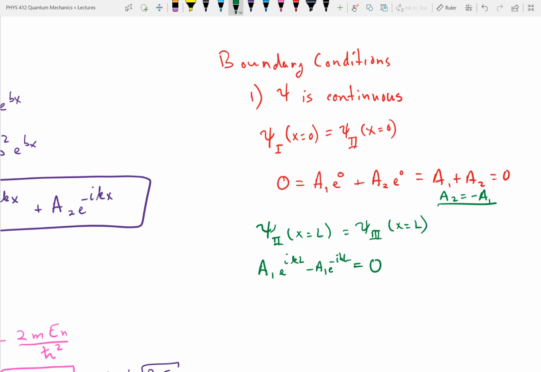When you look at this, you're like, that's really kind of annoying, having those exponentials. Is there an easier way? And of course, there is an easier way. There's probably 3 or 4 ways to show this, but I'm just going to go with Euler's relation.